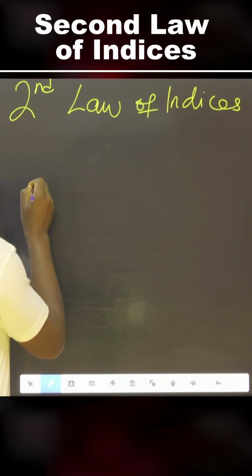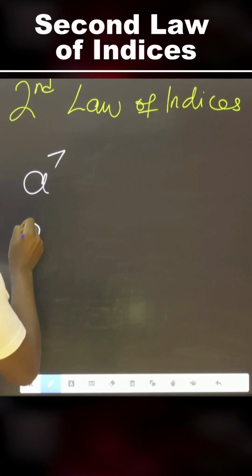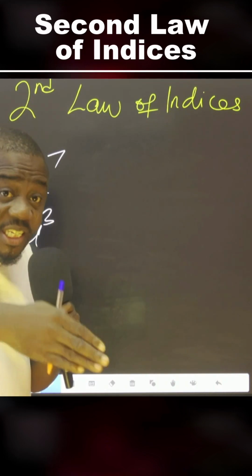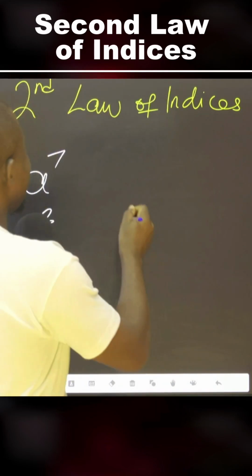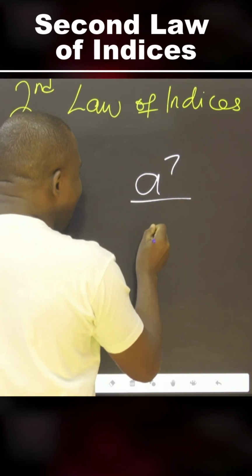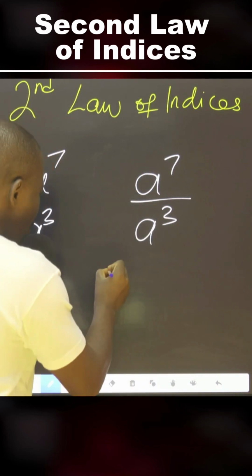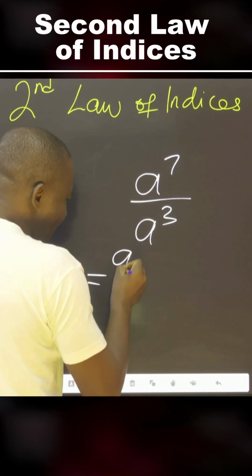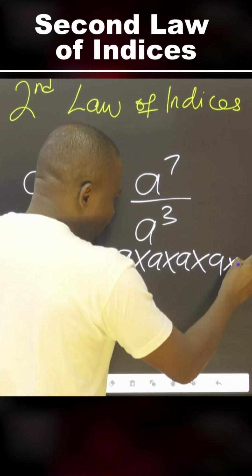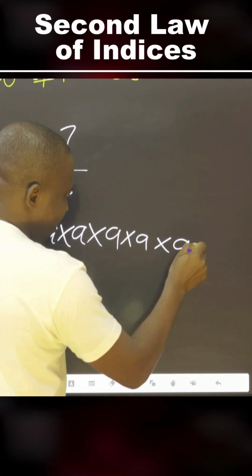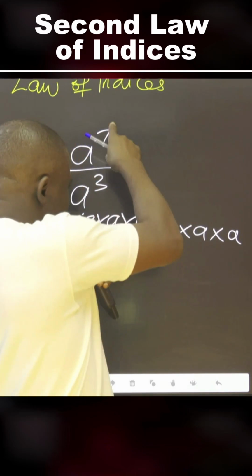if we have something like this, say a raised to power 7, and we have another one that is, for instance, a raised to power 3. The law is saying, if there is any point in time that we have a raised to power 7 divided by a raised to power 3, some people, what they will do, they will be wasting their time to say, this is a multiplied by a multiplied by a multiplied by a, 1, 2, 3, 4, 5, 6, 7. See, it's taking me too long to even write them out. Very long. What if you give me a raised to power 70?